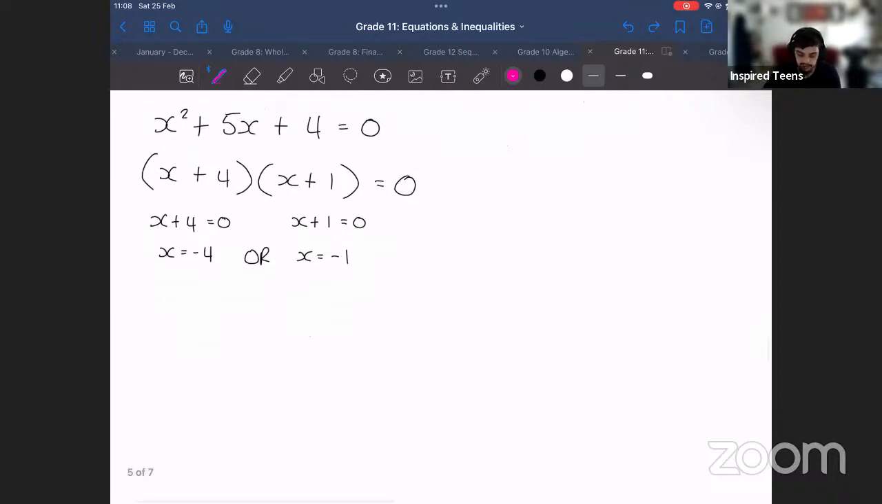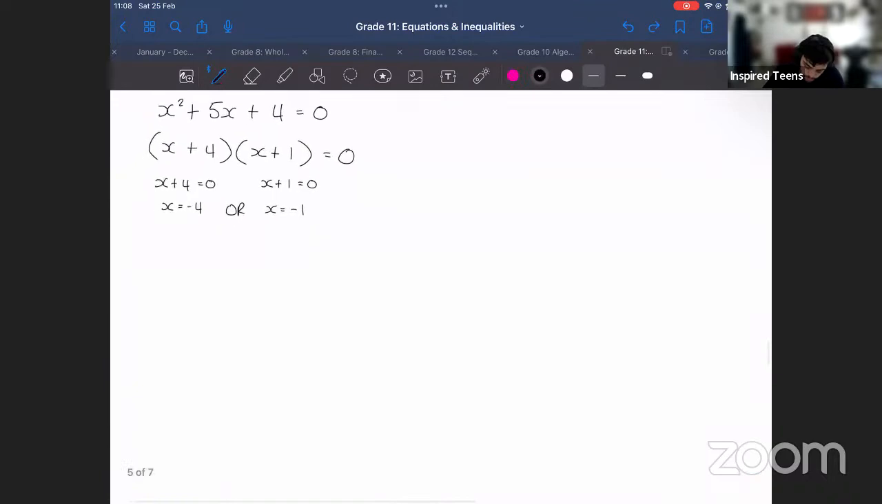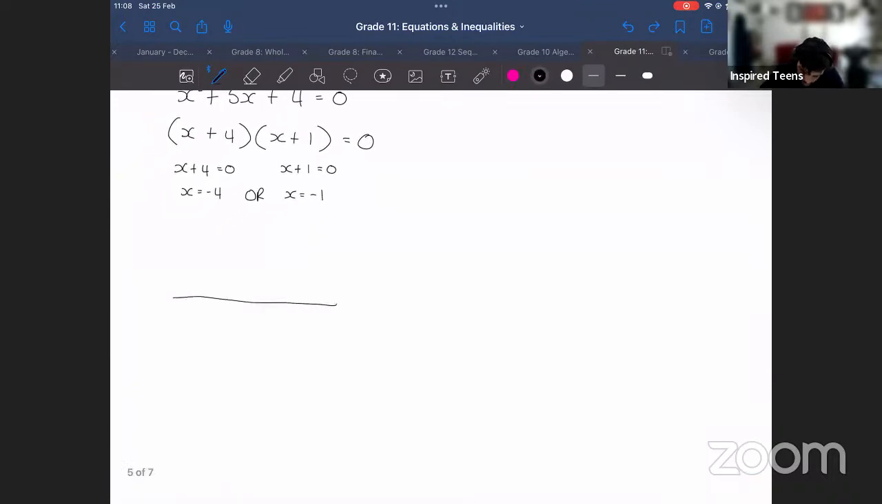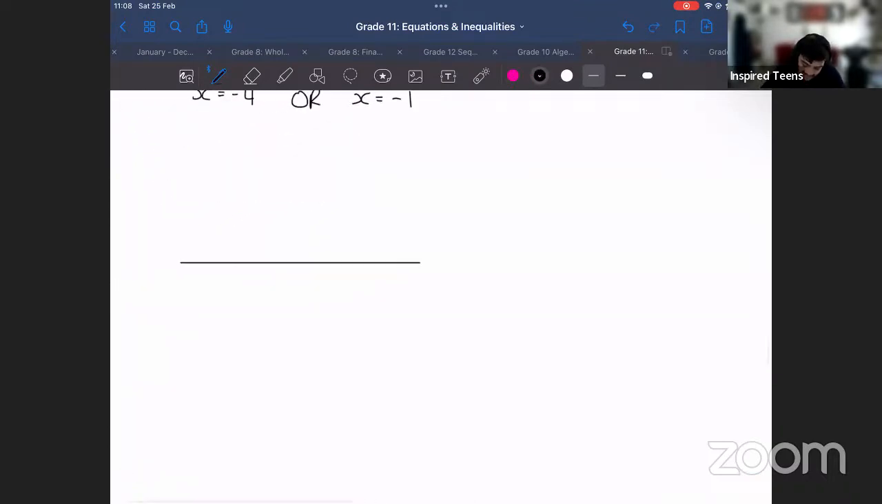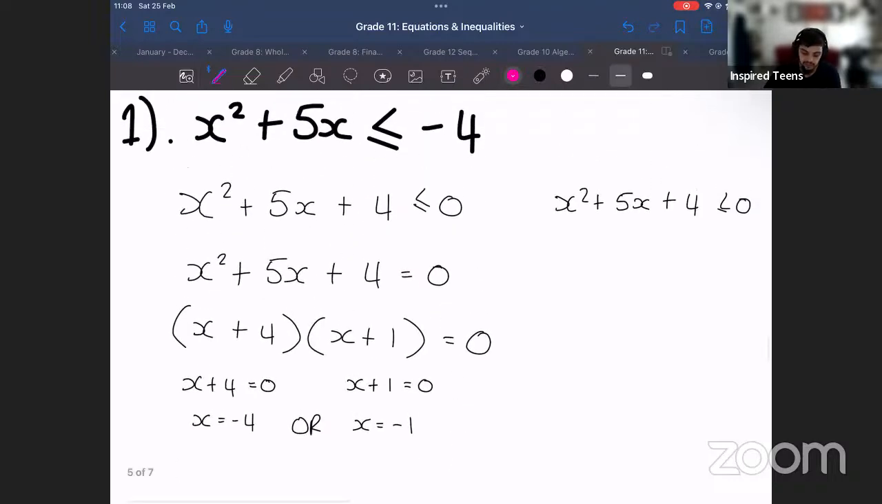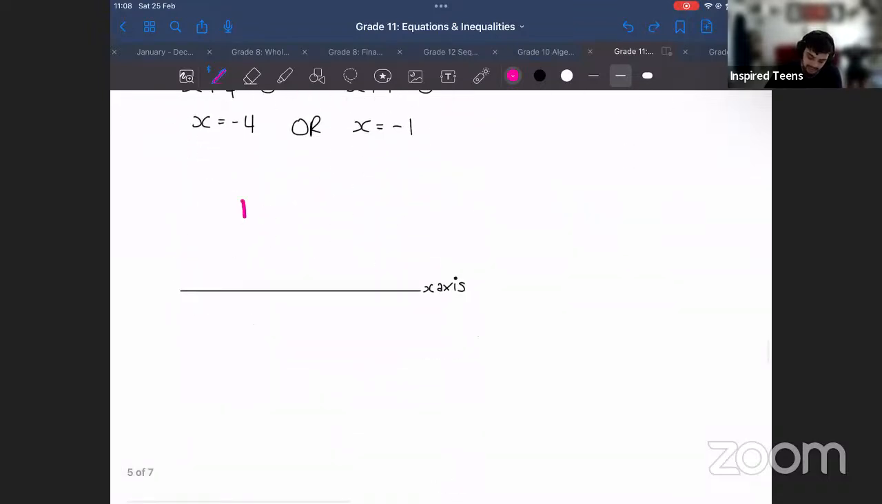It's roots, x-intercepts. So what you can do is draw your x-axis, and you need to draw a parabola graph. Are you going to draw a smiley face or a sad face? That just depends on a, the coefficient of x squared. Is it positive or negative? In this case, it is positive. So I am going to draw a lovely looking parabola.